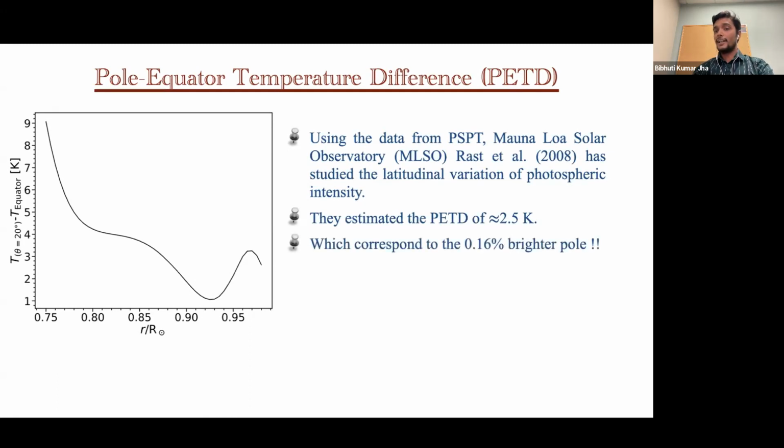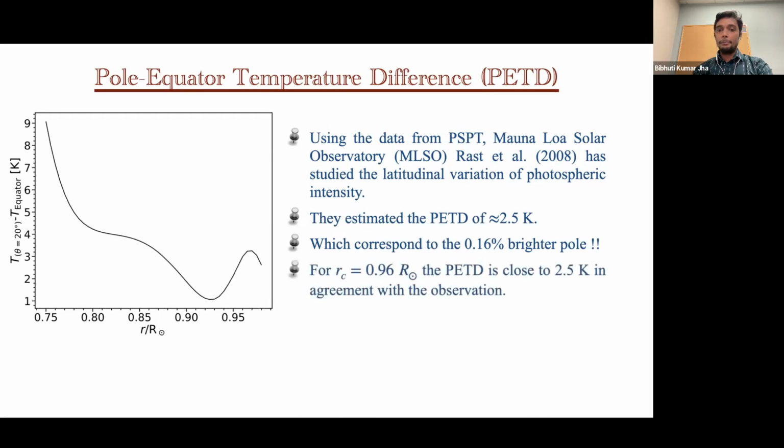Here, I would like to point out that if the temperature difference is only 2.5 Kelvin, that is, the pole is 2.5 Kelvin hotter than the equator, the corresponding brightness will be only 0.16%, which is very, very difficult to measure. So apart from the instrumental effect, the presence of polar faculae makes these measurements very difficult. However, Rast et al. have claimed that their measurement of enhanced intensity near the polar region is a real physical effect. It is not an artifact or the effect of other bright features that are seen near the pole.